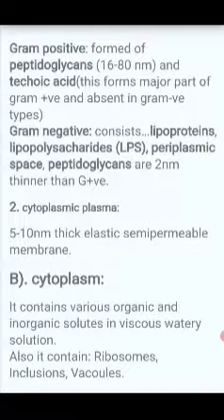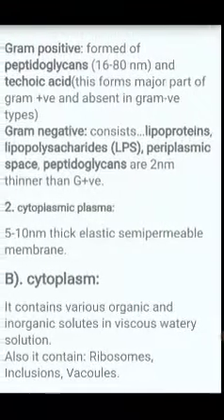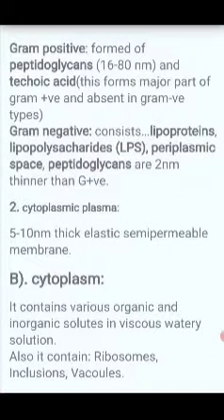Gram negative. Now, gram negative consists of lipoproteins, lipopolysaccharides, periplasmic space and peptidoglycans. These are of thickness 2 nanometers. This is really thinner than the gram positive, and hence they are more vulnerable to any kind of attack than the gram positive.